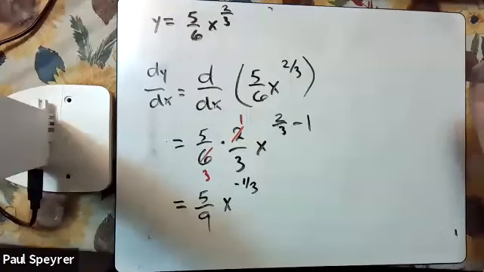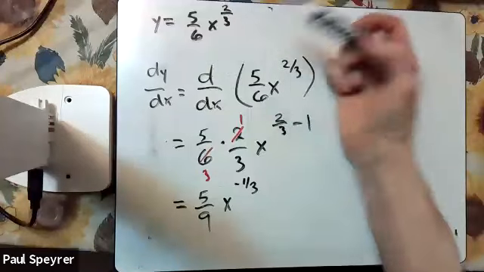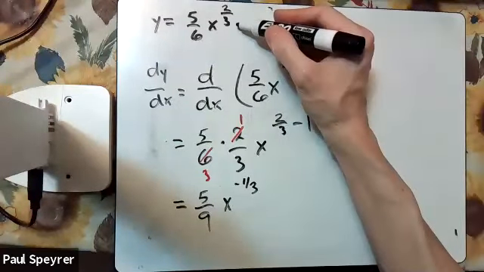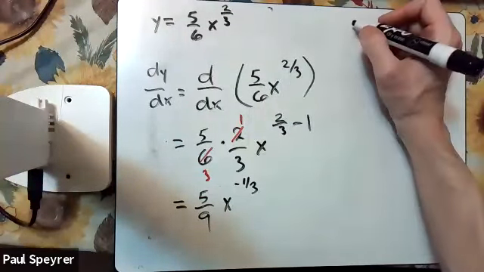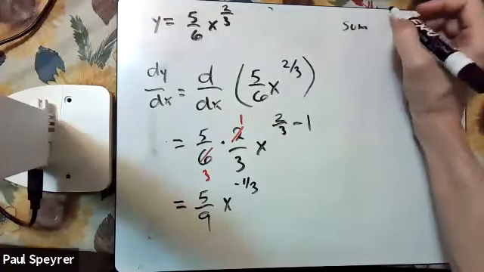Now, what if we have more than one term? Because so far we've only been deriving one thing. This is all one term right here. What if we have this plus or minus a bunch of other things? Well, we have this thing called the sum and difference rule.